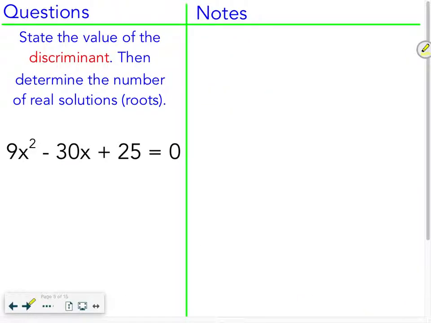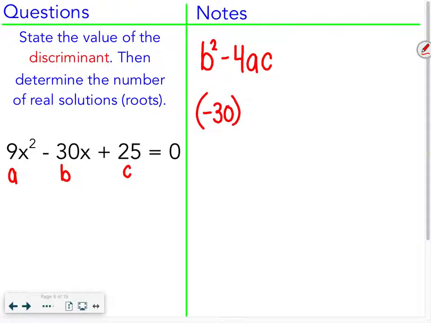All right, this third equation is also equal to 0. So I can go ahead and label right away A, B, C. B squared minus 4AC. So B squared is negative 30 squared. Make sure you have that in parentheses. Minus 4 times A times C.